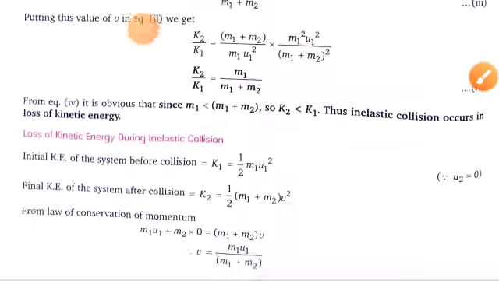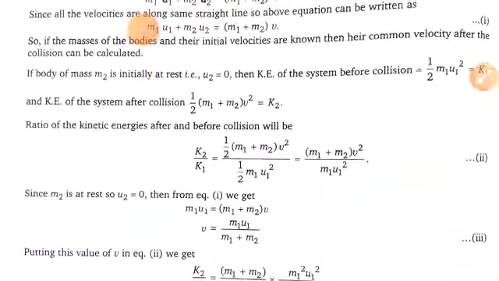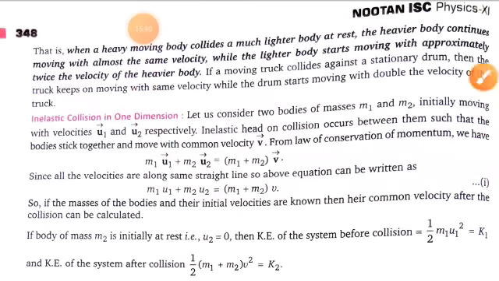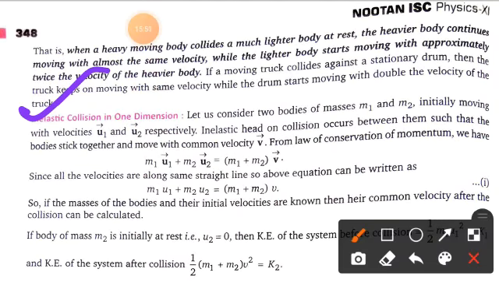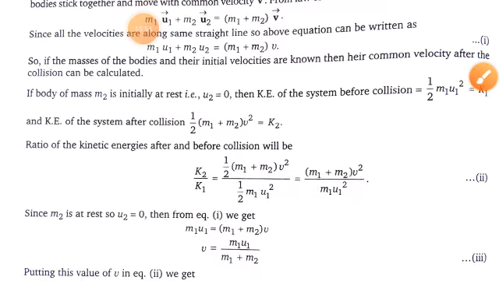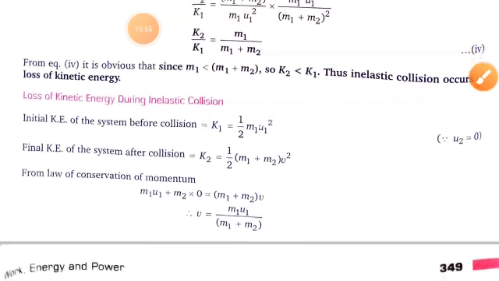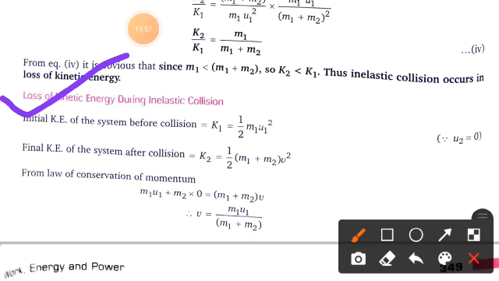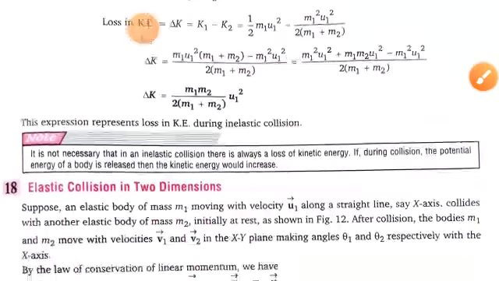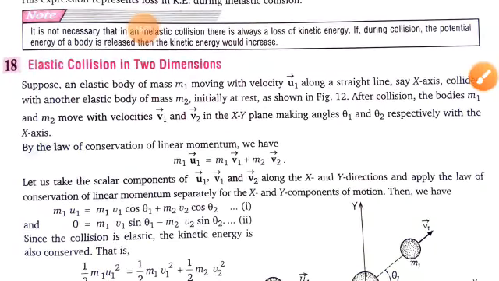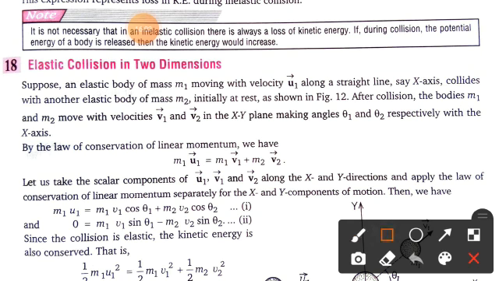Now you can see here there are inelastic collisions and elastic collisions. This you can read by yourself. This is not so important, so I am skipping this and moving on. You also have to read about loss of kinetic energy during elastic collision. I am coming to the elastic collision in 2 dimensions. Now this is the important one, so I am going to discuss this.